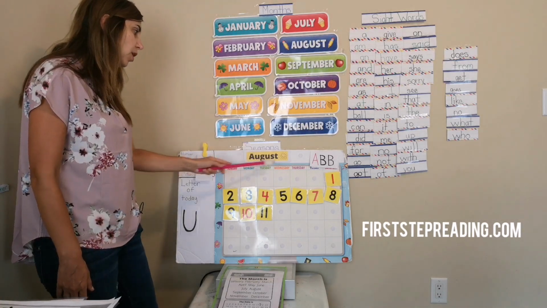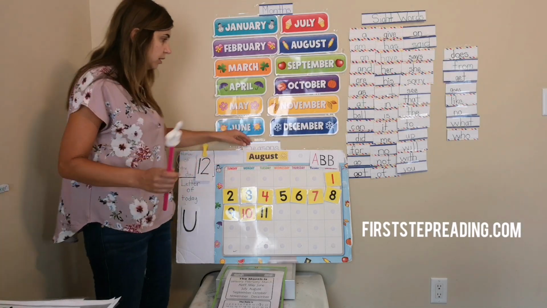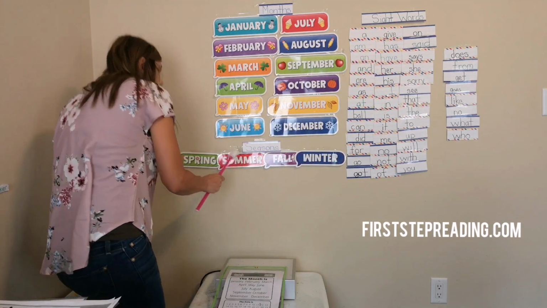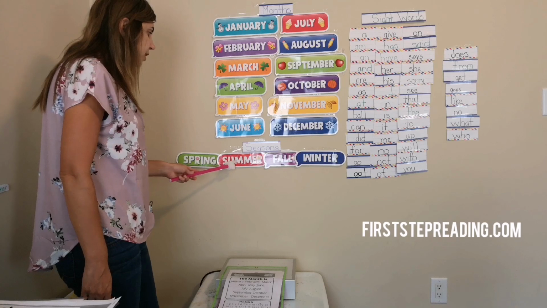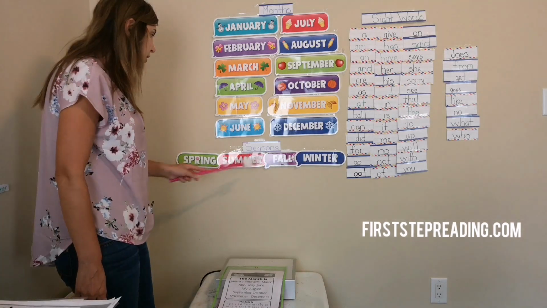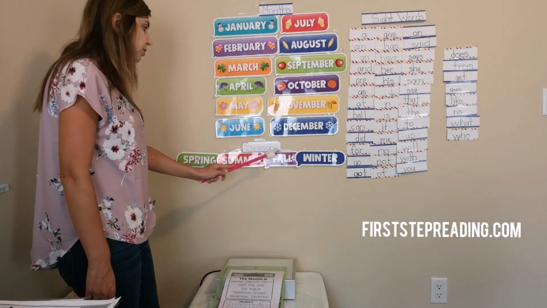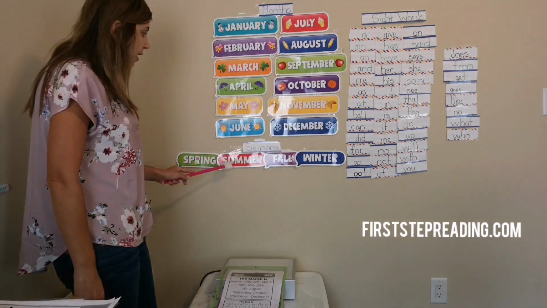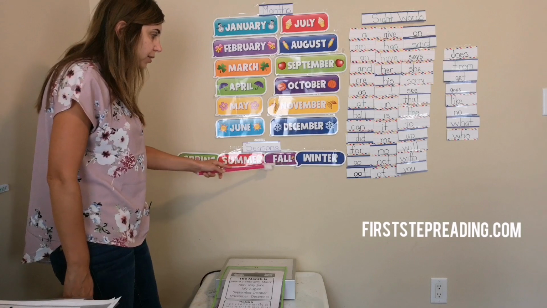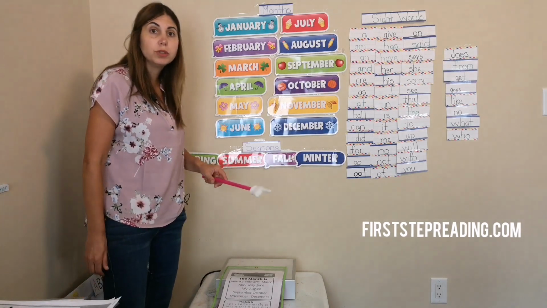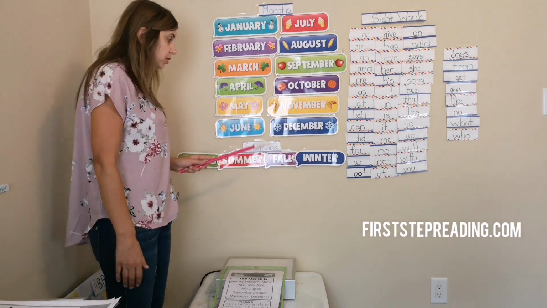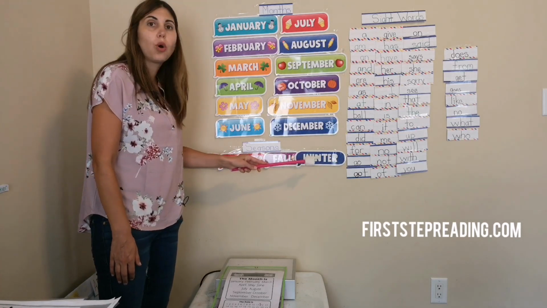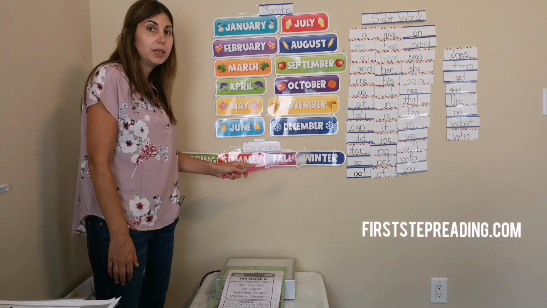Today we're talking about August. August is in the season of summer. Summer is our hottest season. There are 1, 2, 3, 4 seasons in a year. After summer, it starts to cool down in the fall, and the leaves will change colors and they'll fall off the trees. After fall is winter. That's our coldest season. That's when it snows.